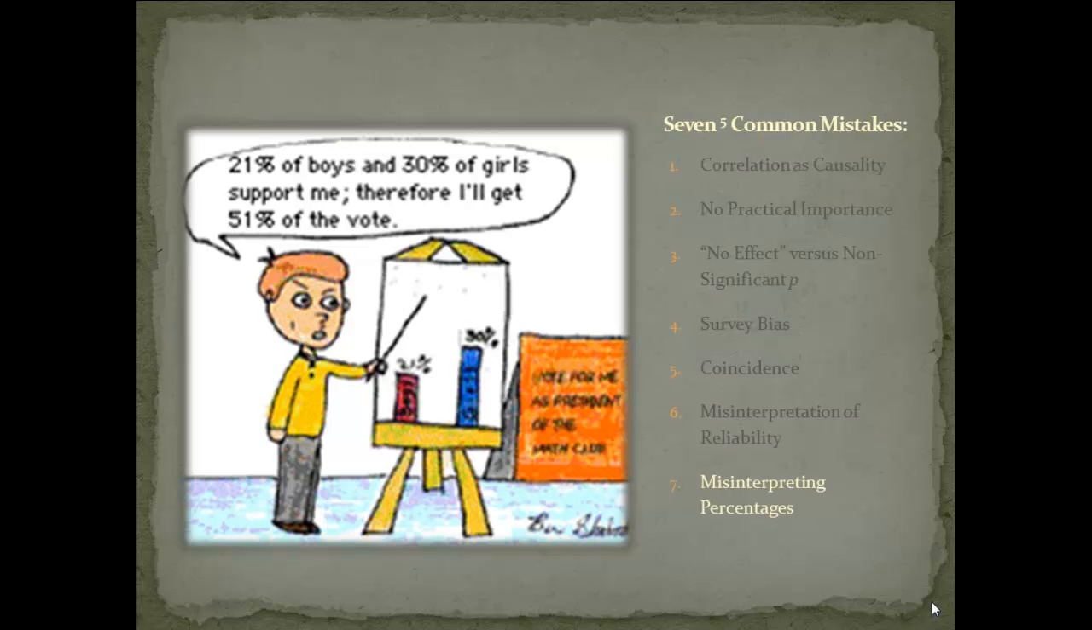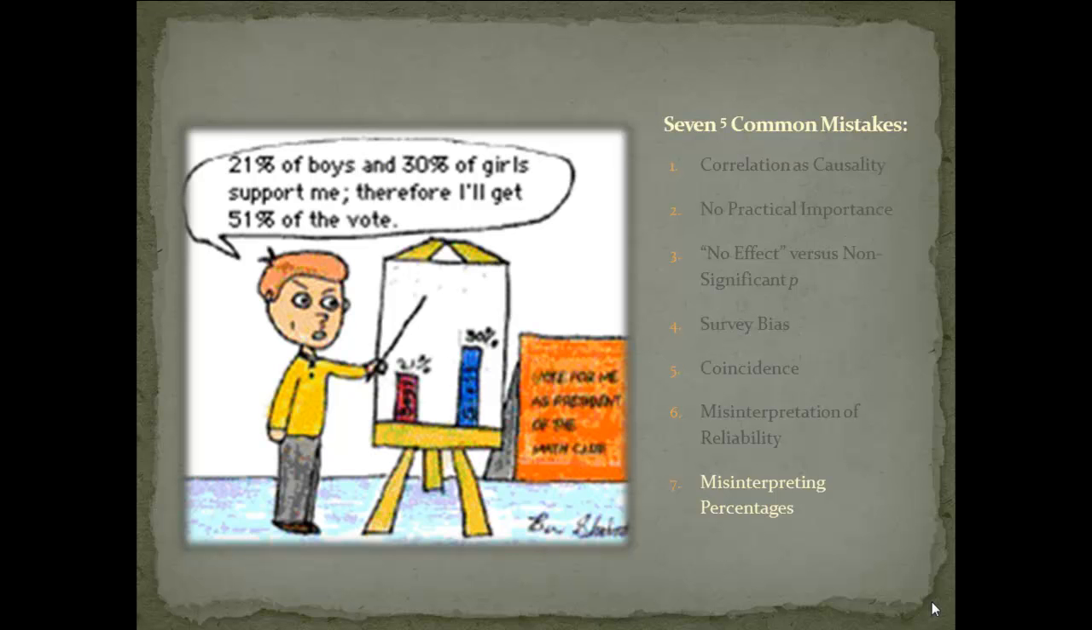So just briefly, a note on misinterpreting percentages, because this is really easy to do. Here we have a cartoon of this boy who's running for president of the math club, which just makes this cartoon even better. He's saying 21% of boys and 30% of girls support me. Therefore, I'll get 51% of the vote, right?